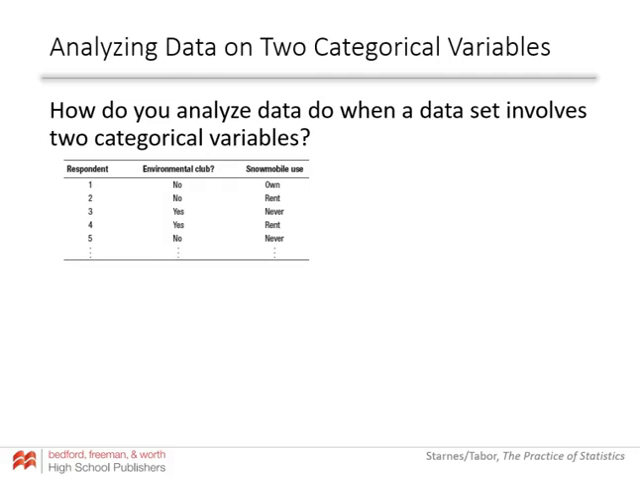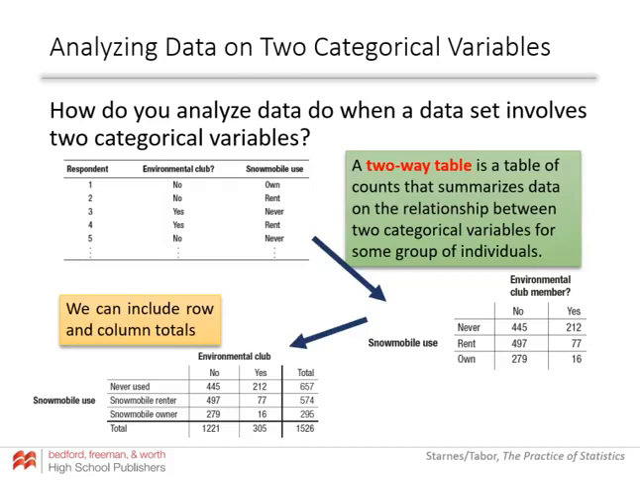So before, we were looking at one variable at a time, so just what was someone's preferred method of communication. We also sometimes need to look at 2 variables at a time. So in this case, we wanted to look at whether or not someone was a member of environmental club and whether or not they used snowmobiles. When we have 2 variables at one time that we want to analyze, we would do what's called a two-way table.